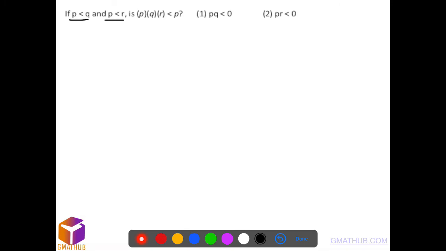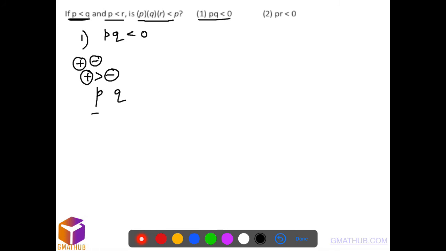P is less than Q, P is less than R. Is P into Q into R less than P? First statement, P into Q is negative. So one of them is positive, another is negative. And positive will always be bigger than negative. So if I say P is the smaller one, that means P should be negative and the bigger one should be positive for it to be less than 0. But not sufficient because we know nothing about R.